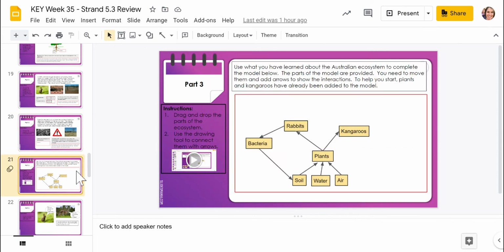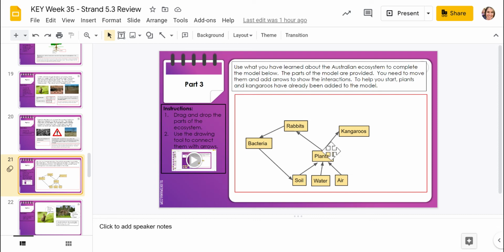Finally, you used all this information to show how matter is cycling in this ecosystem with kangaroos and rabbits. So plants, I place my plants here. They are eaten by kangaroos, so I make an arrow that goes from plants to kangaroos. Plants are also eaten by the rabbits, and I made an arrow going there. Now plants need non-living things to survive, so they use air and water to make the food they need. And from soil, they gather a few nutrients that are going to help in this process.